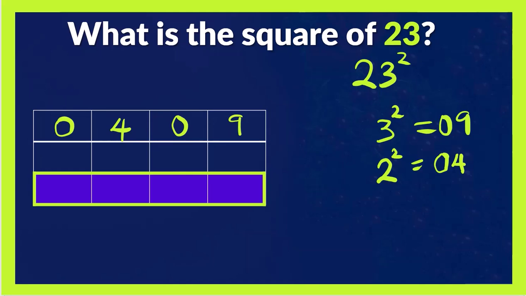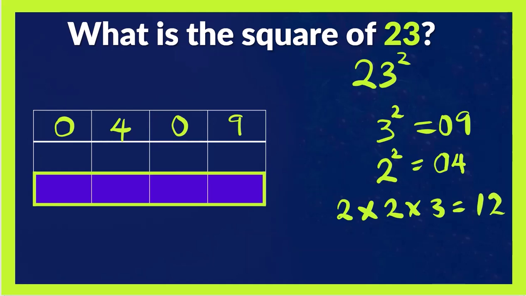Amazing, you're doing a fantastic job. The third step we need to take is to multiply the first digit by the second digit, and finally multiply by 2. So 2 is multiplying the first digit and the second digit. 2 times 2, that is 4. 4 times 3, that is 12.